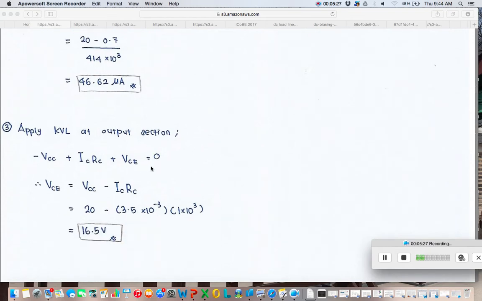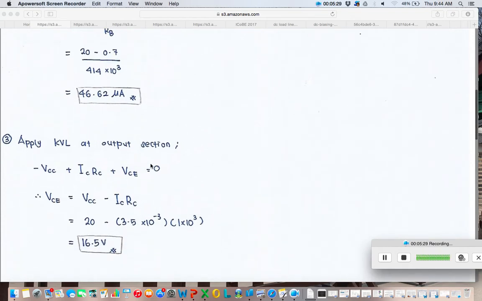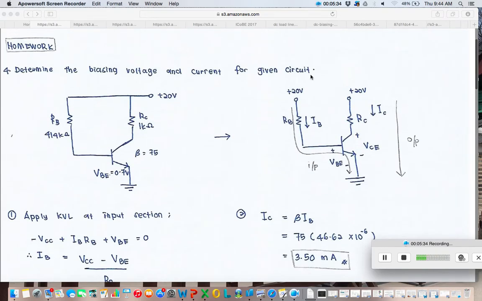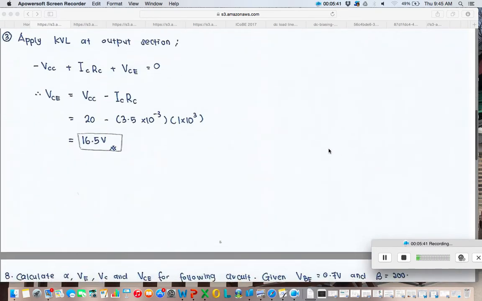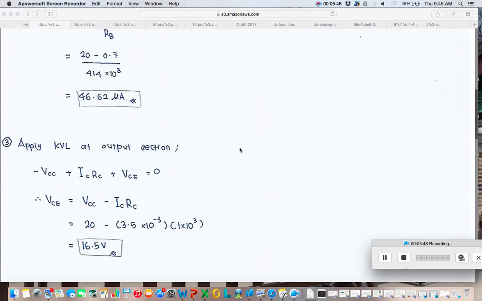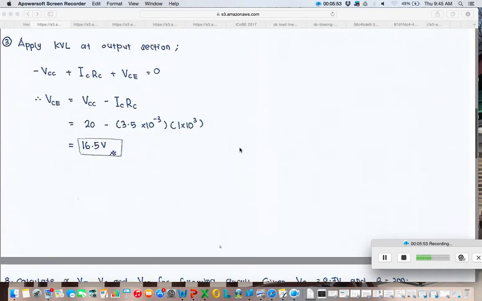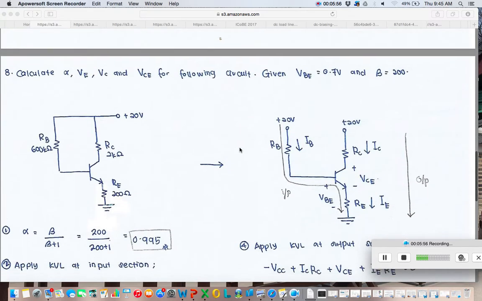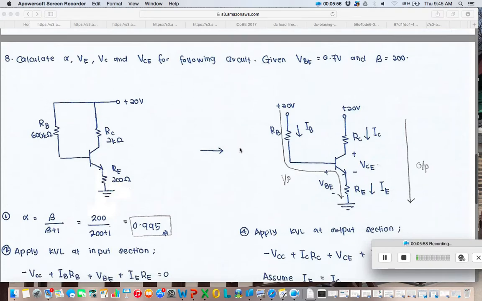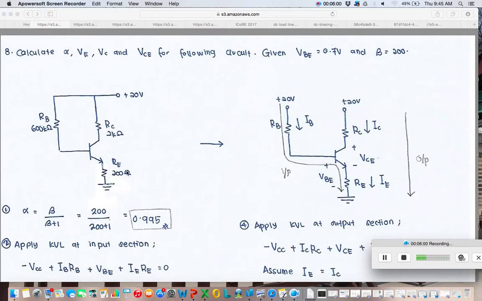Then, the next step is to apply KVL at the output section. That is very simple. Minus VCC plus IC times RC plus VCE equals 0. So you should get VCE equals 16.5 volts. Okay, that is for the fixed bias circuit. Very easy. Now we move to question number 8, which is the emitter stabilized bias circuit.